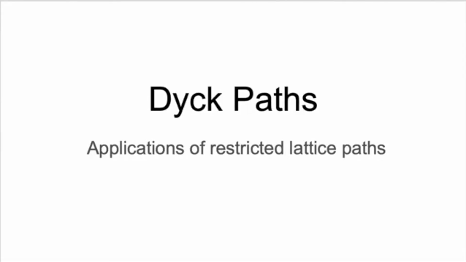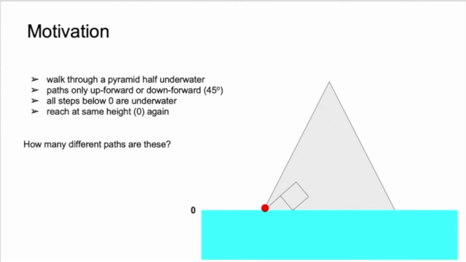As an interesting example of lattice walks, I want to talk about Dyck paths. As a motivation, assume you are in a pyramid with a maze. Maze means for us that paths go only 45 degrees forward upwards or forward downwards. Half of the pyramid is underwater, which means everything lower than your starting point is underwater. At the end of your walk, you want to reach the same height as at the beginning. The question is now, how many different paths are there?